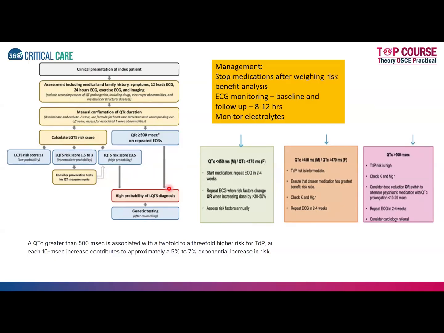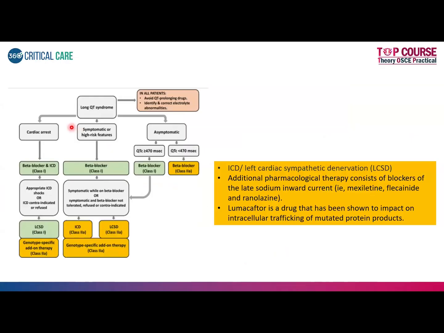Stop the medications after weighing the risk and benefit analysis. An ECG is needed. Follow up after 8 to 12 hours. Monitor the electrolytes of the patient. And consider a cardiology referral. A QTc of greater than 500 is associated with a twofold or threefold higher risk of torsades de pointes. All right. So, what is the treatment like? The treatment, as we have said, for any kind of QTc prolongation that presents, one needs to go for a beta blocker.